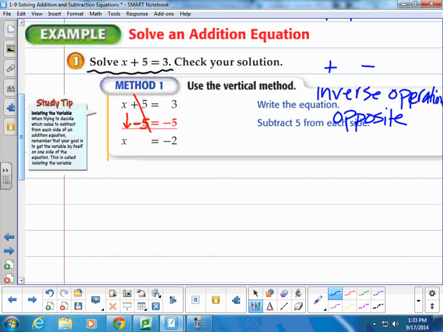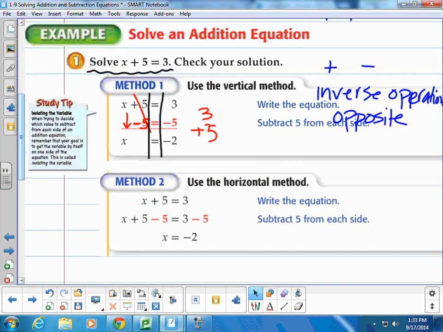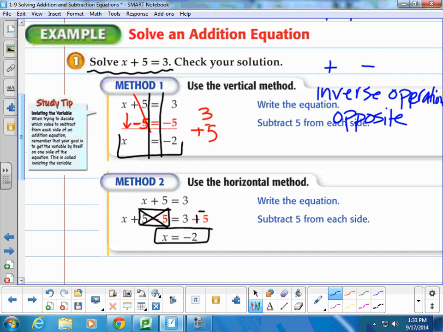Whatever I do to one side, I have to do to the other side, so then I do 3 minus 5 is negative 2. And maybe you guys need to add the opposite, so you know that you have more negatives than positives, 2 more. Another method would be the horizontal method. So maybe, just like in the example above, this is easier for you to look at, that 5 minus 5 is 0 and it's gone. And this is easier for you to see 3 minus 5 is 3 plus a negative 5. And you still end up with the same solution as you did above.